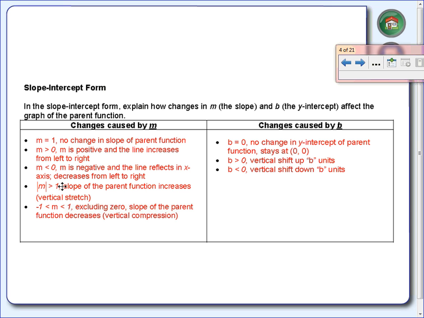The last one is just the opposite. The last one says if b is less than 0, then there's a vertical shift down b units. In other words, if it says minus 5, we move down 5. If it says minus 10, we move down 10. It's just like the transformations that we did back in the first 6 weeks. Plus moves the graph up, minus moves the graph down. So I'm not changing the rules on you. Still the same rules.